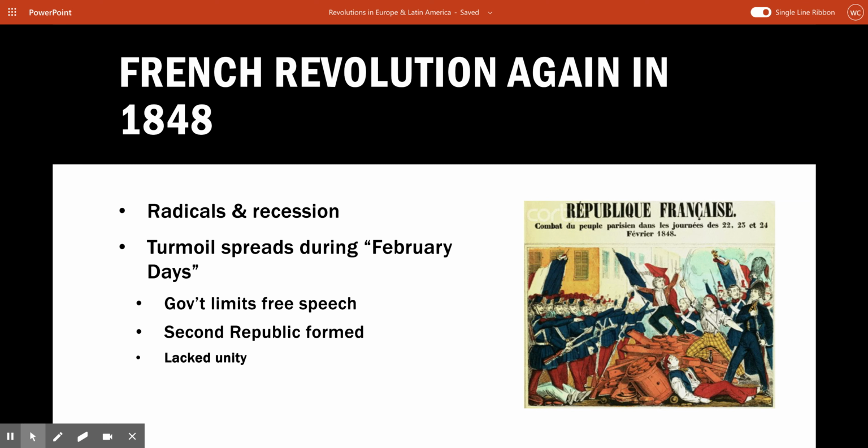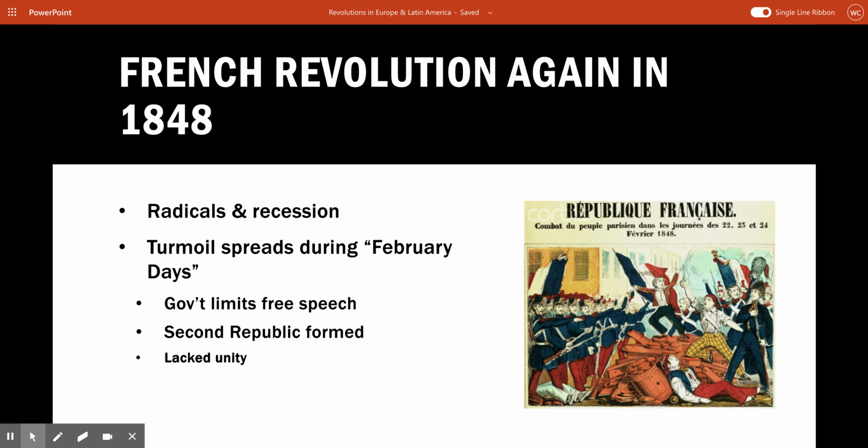And the moment that the government under Louis Philippe begins to limit free speech, because they're tired of hearing the radicals complain, and they're tired of hearing about the recession, and they're tired of hearing the critics complain, so they smack down on the free press and free speech. And that action that the government takes under Louis Philippe mobilizes the people, and they come out and they're able to overthrow the government and create a second republic. And Louis Philippe is gone.